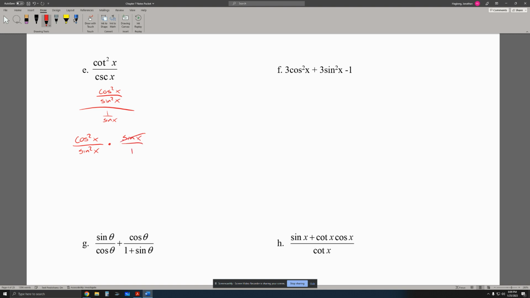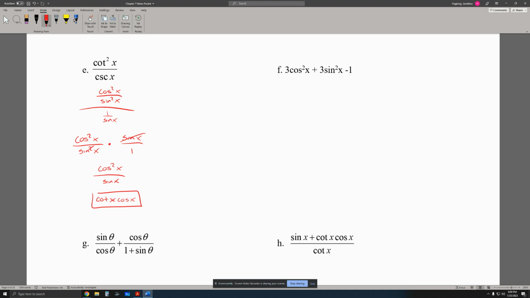I'm going to cancel out one of these sines. We have 2 in the denominator, 1 in the numerator. So we have cosine squared x over 1 sine is left over. Okay? So we have 2 cosines up top, 1 sine in the bottom. We can combine one of those cosines and sines into the cotangent. And then there's 1 cosine left up top. So we have cotangent x, cosine x.